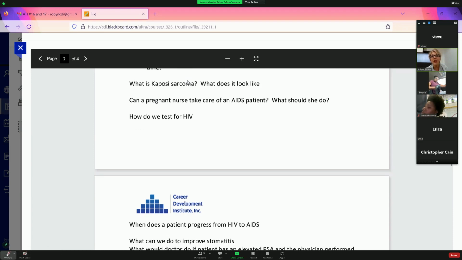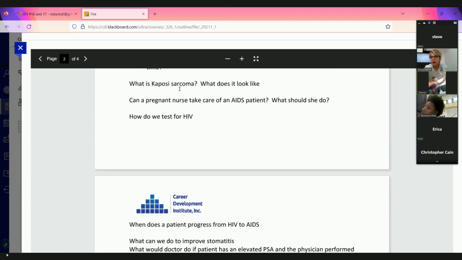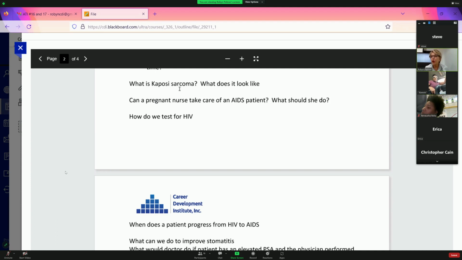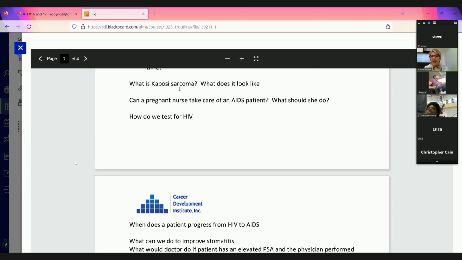What's Kaposi's sarcoma and what does it look like? Red, blue, purple lesions on the patient's skin. Kaposi's sarcoma.